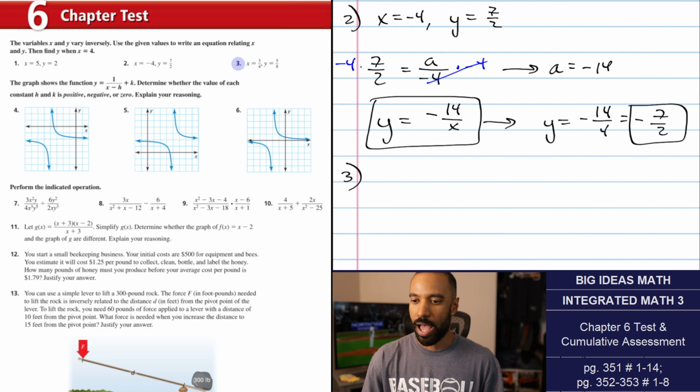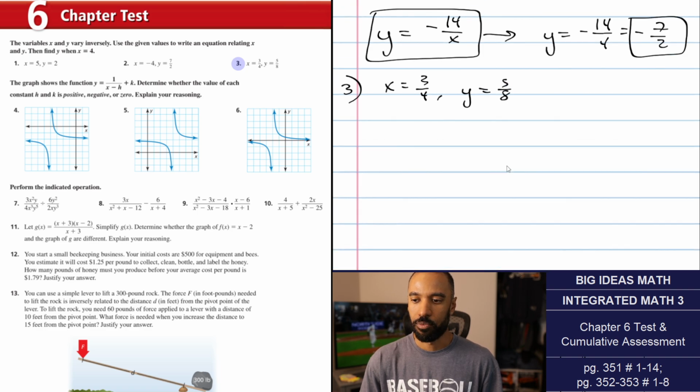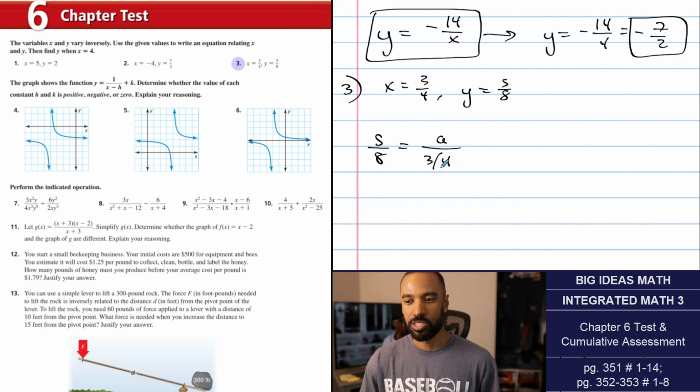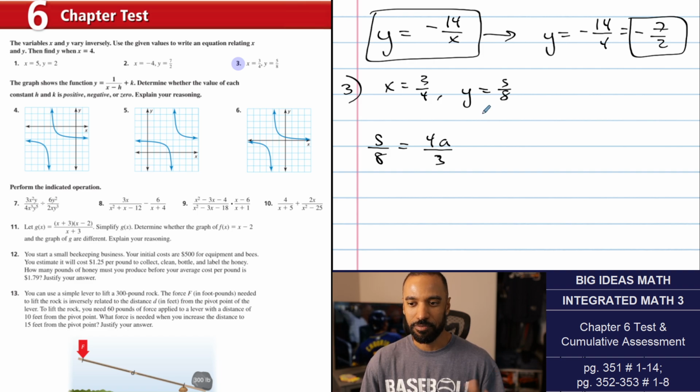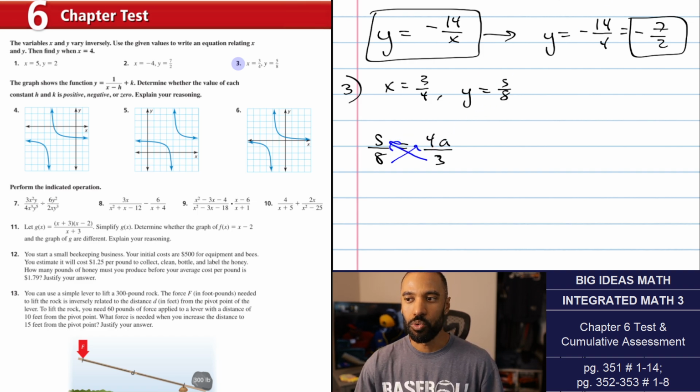We have x equals 3/4, y equals 5/8. We have y equals a over x, so 5/8 equals a divided by 3/4. Now I brought this stuff up in the chapter review as well. We could rewrite this as like dividing by 3/4 is multiplying by 4/3. So I could rewrite it as something like 4a over 3. It's kind of cool, right? We could cross multiply, have some fun with that. Why don't we do that for a problem? It's up to how you want to present it.